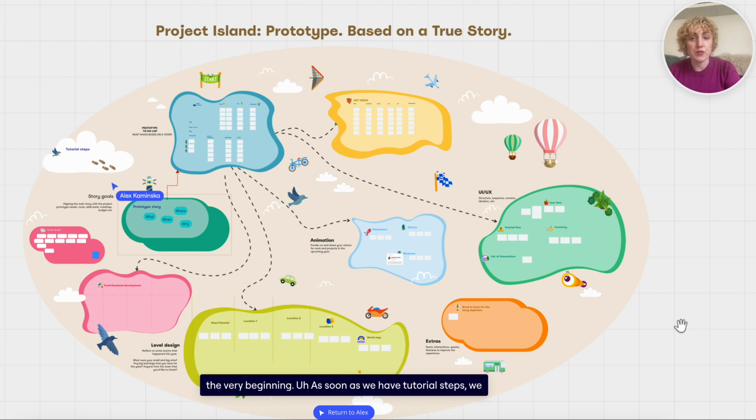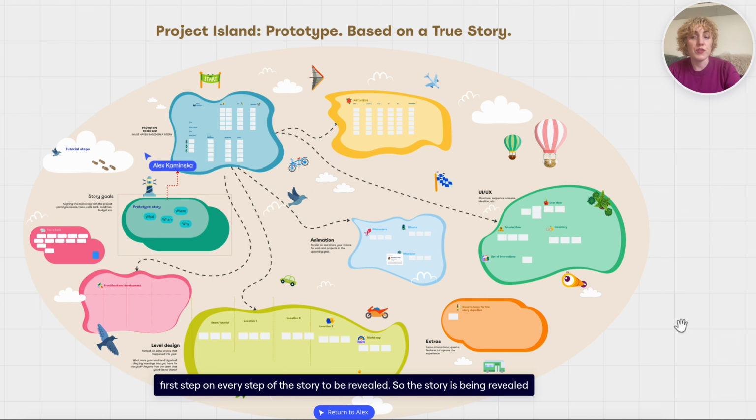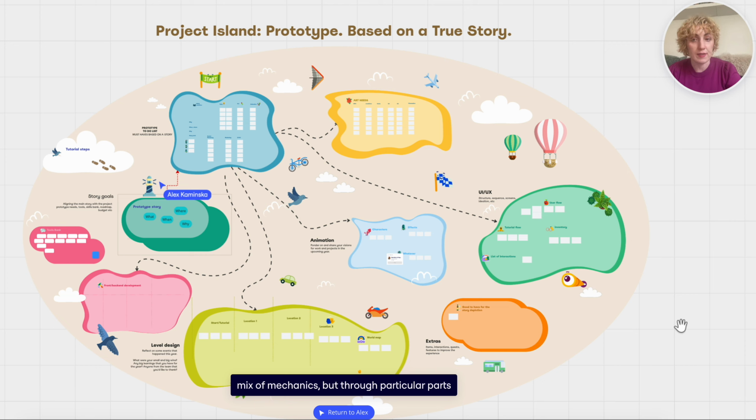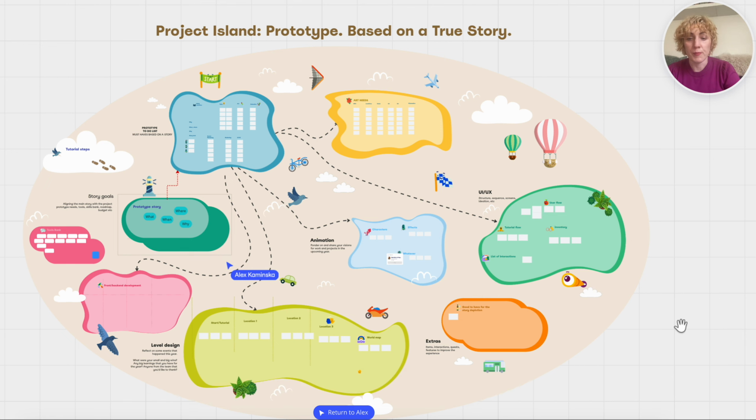As soon as we have tutorial steps, we know what's the data, what's the characters, and what's the art we use, and what's the animation we use on the first step, on every step of the story to be revealed. So the story is being revealed not as parts of text integrated in some randomly set up mix of mechanics, but through particular parts of the gameplay. We reveal the story using exactly the art we developed for this particular stuff, exactly the mechanics we created for this particular stuff.